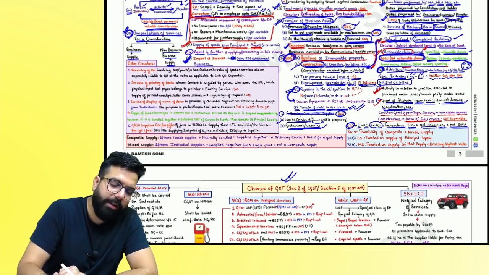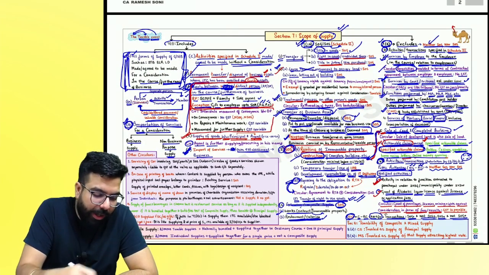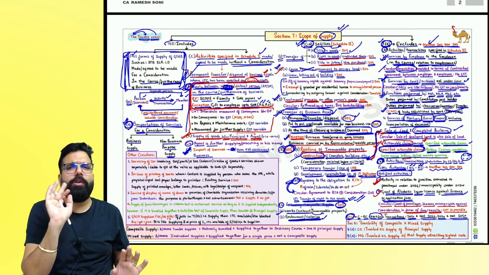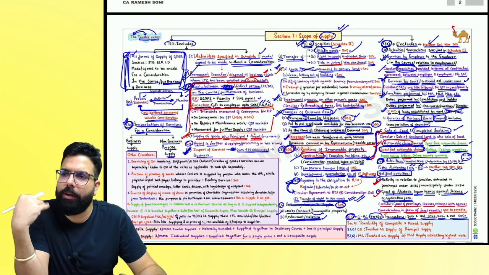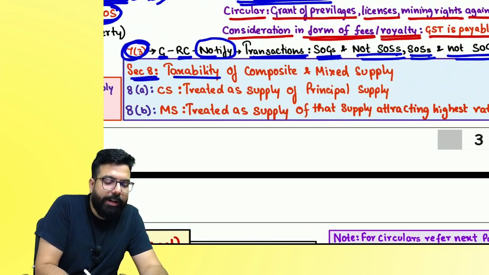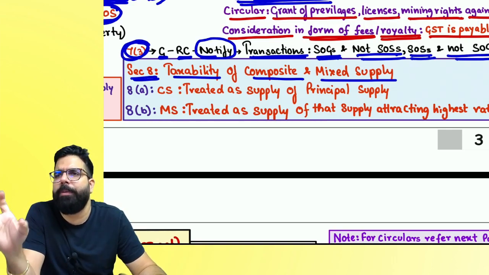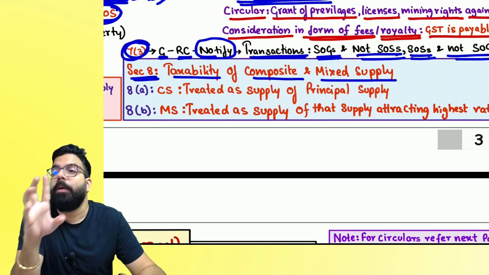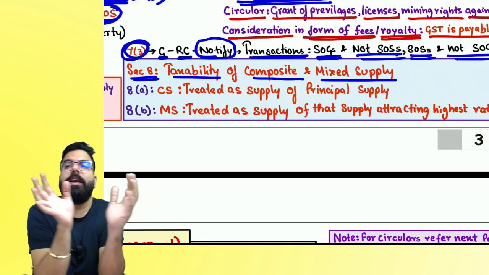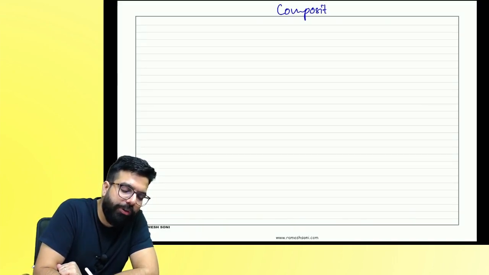After section 7, in section 7 we have some circulars which I am yet to teach you. Don't worry about it. We'll do it after the break. But before that, I want to teach you section 8. What is section 8 telling over here? Section 8 says taxability of composite supply and mixed supply. You will tell me, sir, you are telling how composite supply will be taxed, that is told by section 8. But sir, what is composite supply and what is mixed supply? So first we have to understand what a composite supply is and what a mixed supply is. Do you guys agree with me? Chalo, let's first understand what a composite supply is.